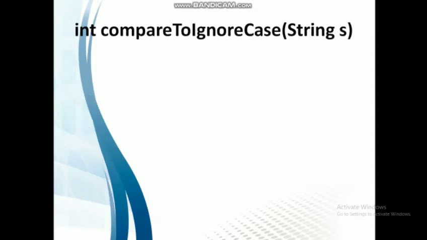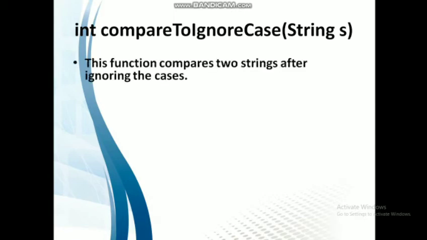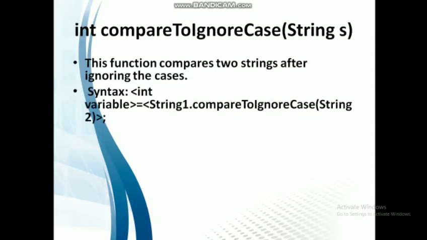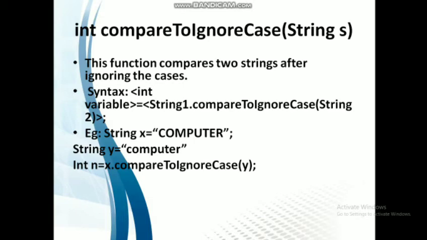Next function is int compareToIgnoreCase(String s). This function compares two strings after ignoring the cases. Syntax is int variable is equal to string1.compareToIgnoreCase(string2), and we'll see the example. String x is equal to "computer", String y is equal to "COMPUTER" in capital letters, then int n is equal to x.compareToIgnoreCase(y).